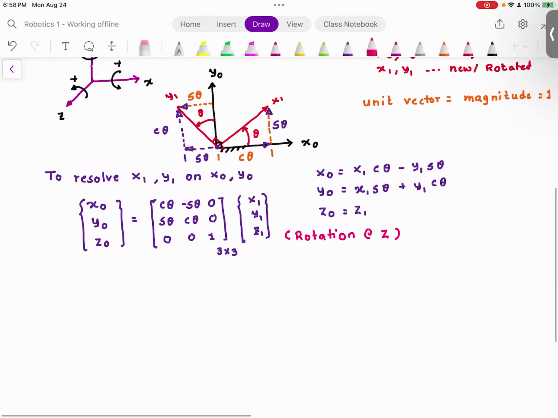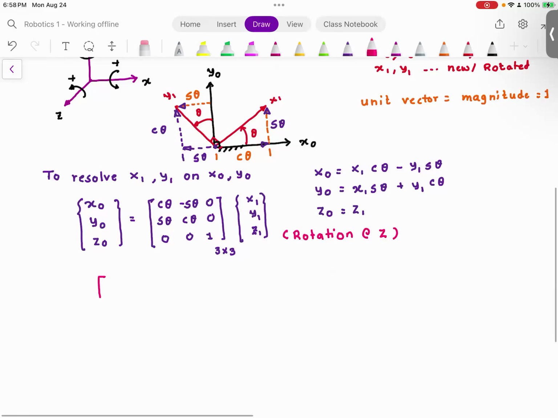Now, the simple trick is, if you want to derive a rotation matrix, always look at the projections. So you are going to have the new frame here, and you are going to have the old frame over here. What do I mean by new frame and old frame?